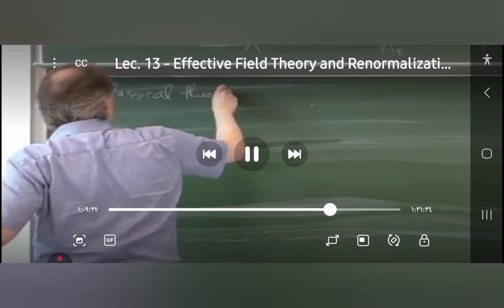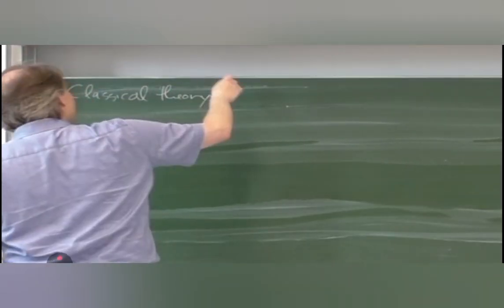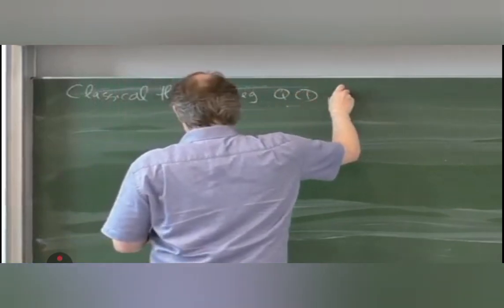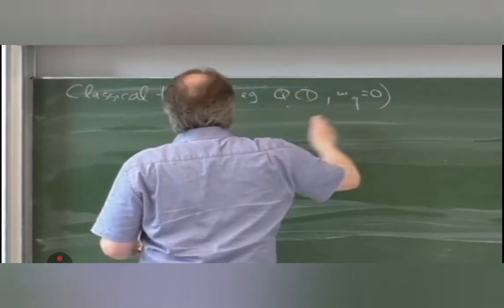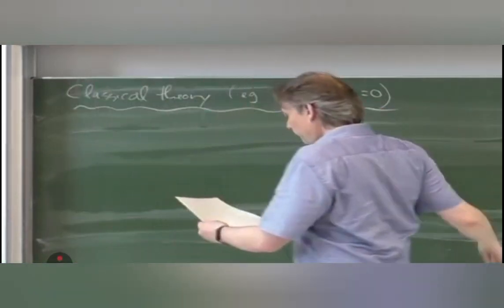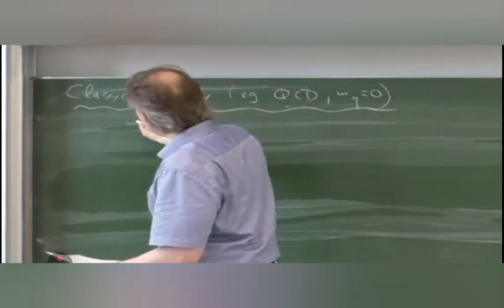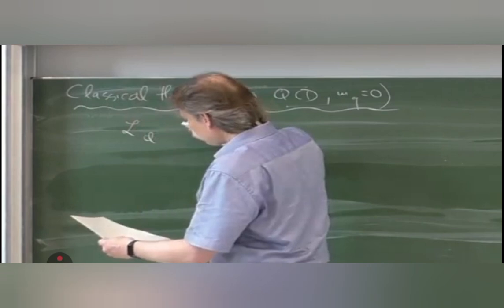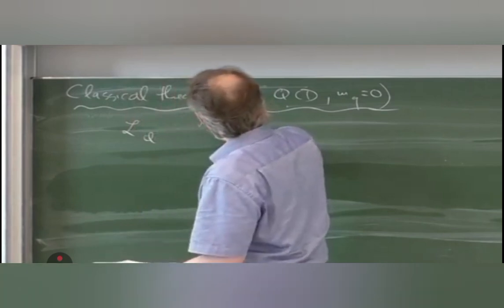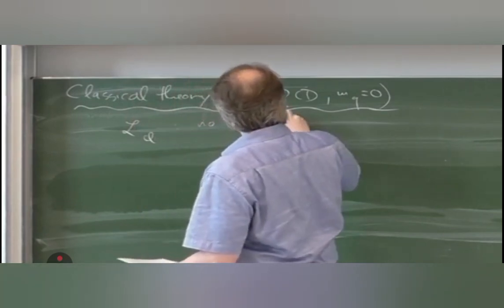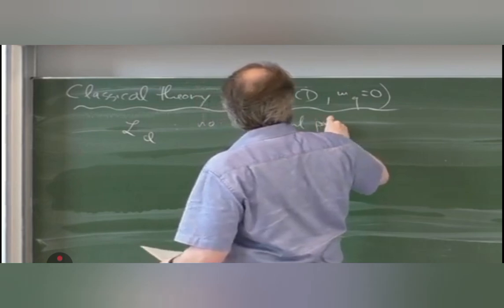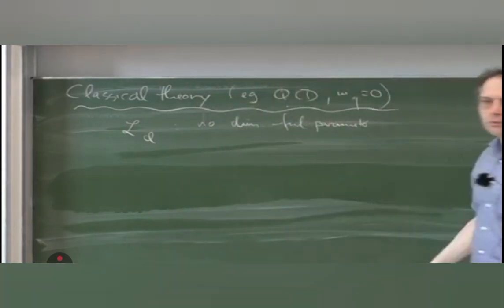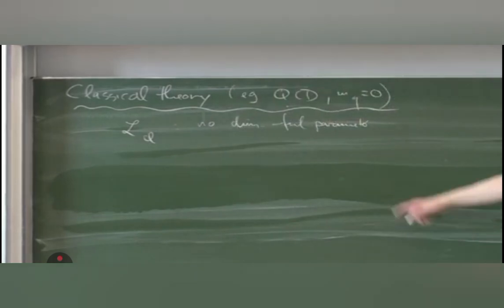where quantum effects are ignored. So for example, QCD with quark mass equal to 0 again. In QCD with zero quark masses, the classical Lagrangian contains no dimensional parameter. And classically, there are no quantum effects.